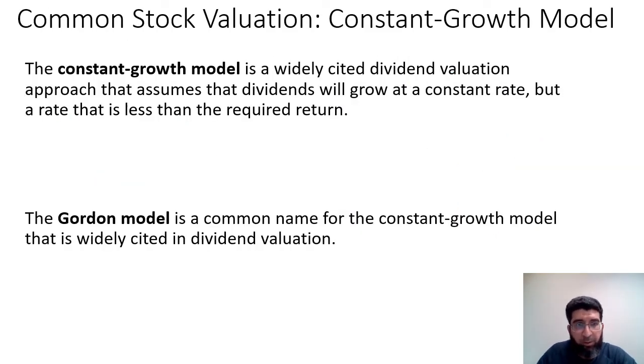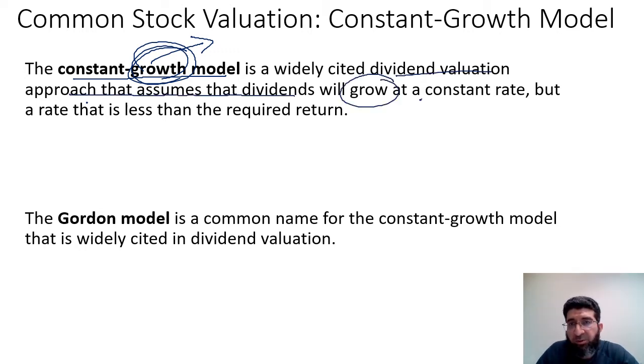Now let's go to the constant growth model. The constant growth model is a widely cited dividend valuation model approach. It's better than the zero growth model in the sense that it actually includes the growth component. The zero growth model means there is no growth, zero growth and a static amount. So it's better than that. It's a notch higher in the rank.